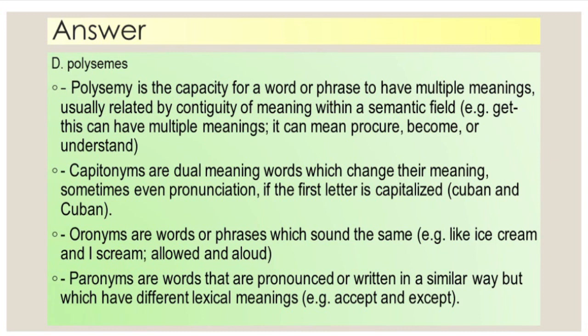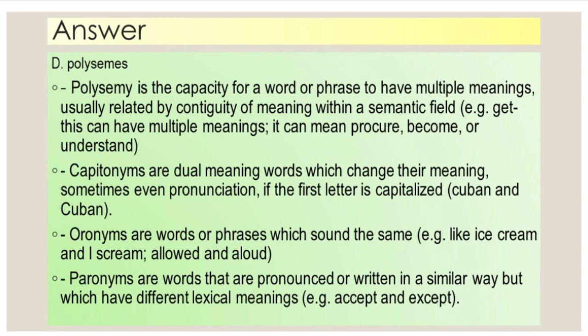Polysemy is the capacity for a word or phrase to have multiple meanings, usually related by contiguity of meaning within a semantic field. So if you look at the meaning of polysemy, we can apply it to the word ear in the given sentences. So naturally, we are going to choose letter D, polysemes. Capitonyms are dual meaning words. Look at the examples given.